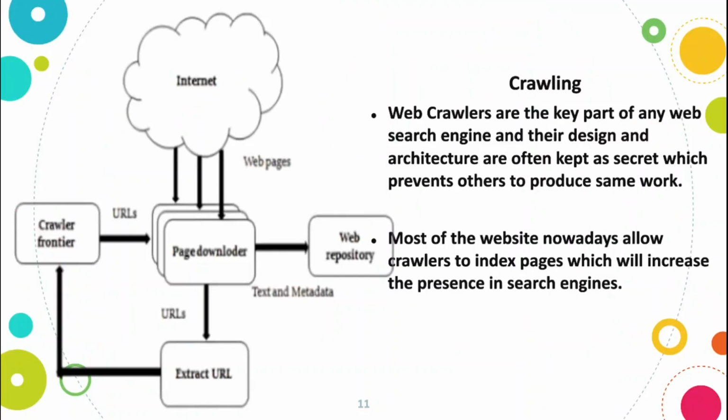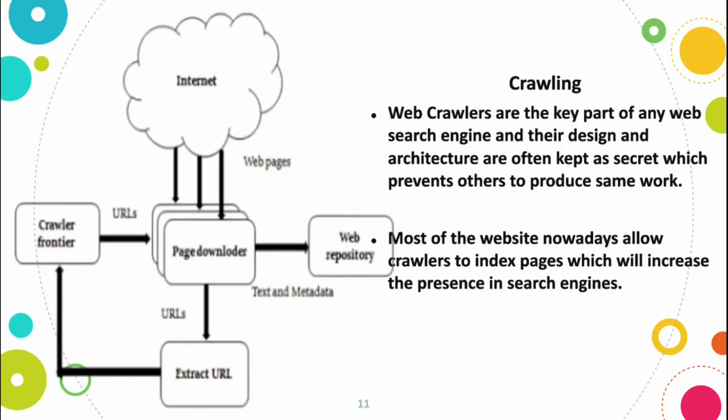This is the flow diagram of the crawling. The web crawler first goes to the web and starts to crawl around the web pages and tries to get as many URLs as it can, and collects the data and creates a repository of the data so it can be used for further usage.